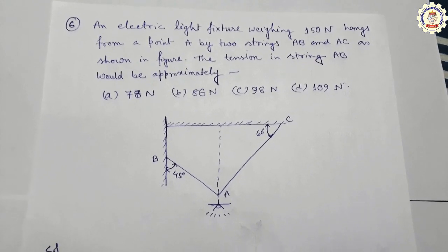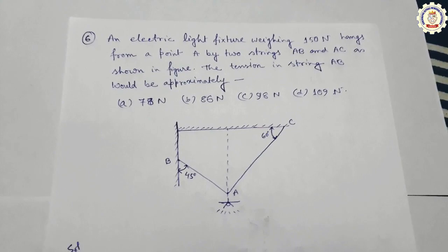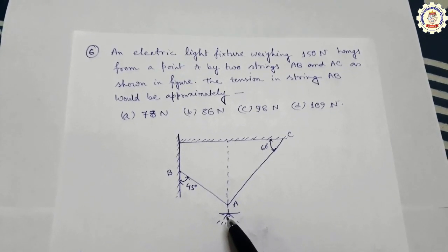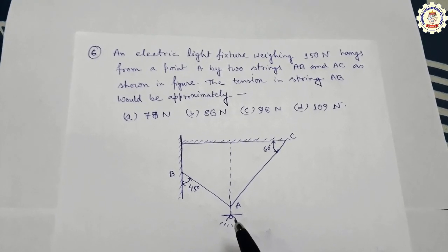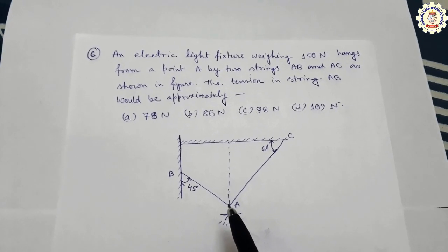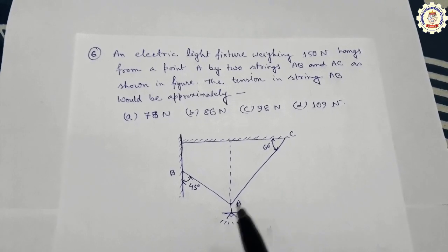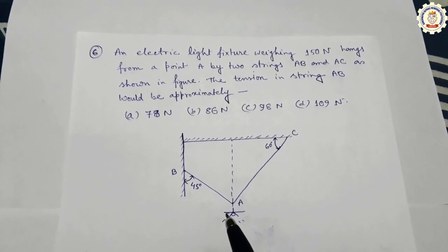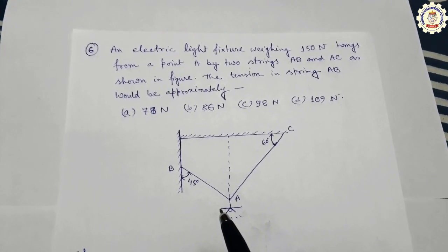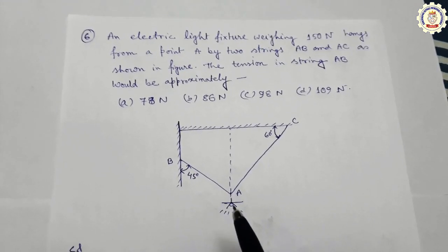So this is a very common problem. This is the electric light fixture weighing 150 Newton. The weight of the light is 150 Newton, and it hangs from the point A by two strings. AB is one string and AC is the other string. This is shown in the figure. We have to find out the tension in the string AB.